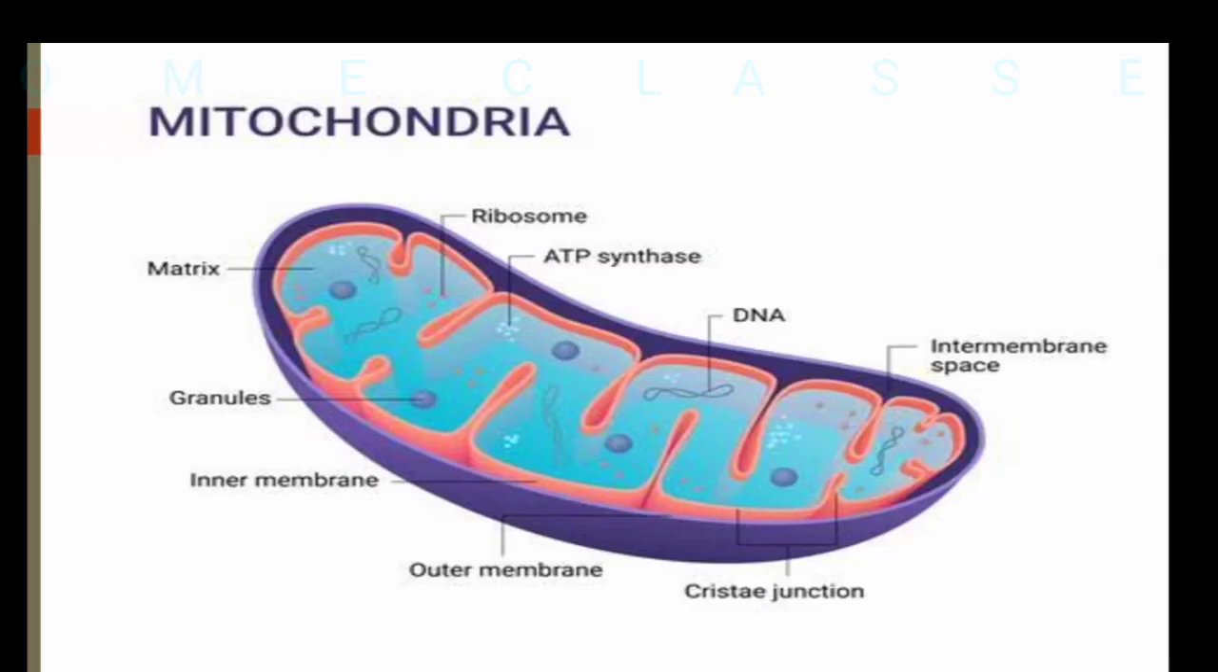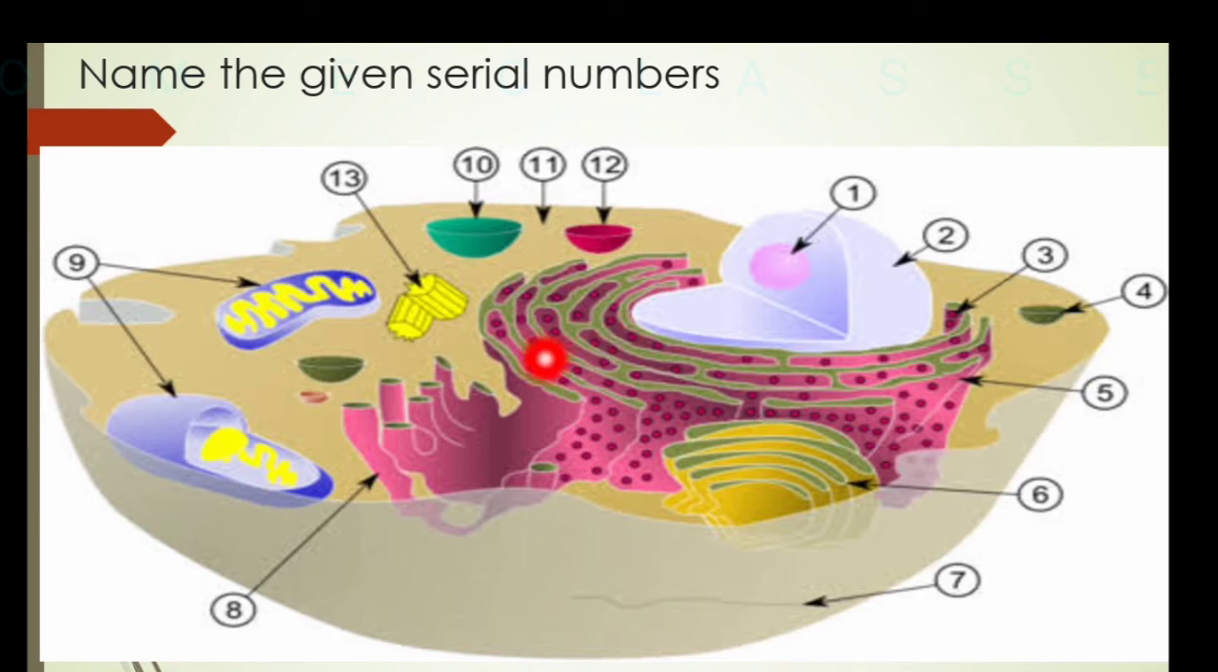You have to draw the figure of mitochondria and the other cell organelles shown in the figure. You have to draw the diagram of a cell, and here some serial numbers are given. You will name the serial numbers that point out the name of the cell organelle, and you will try to write the function also if you know it. Thank you.